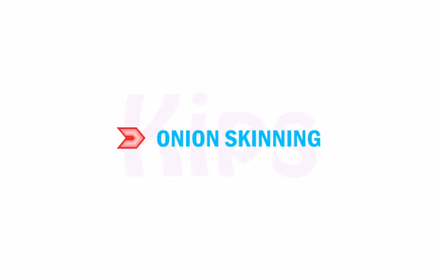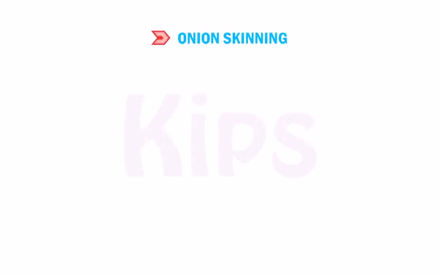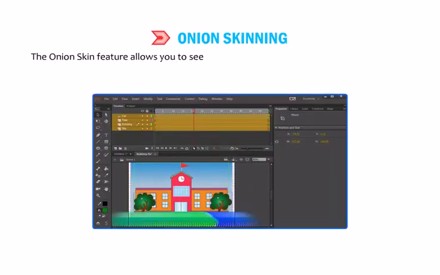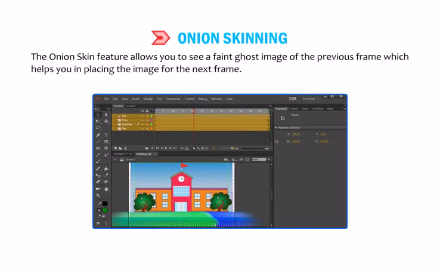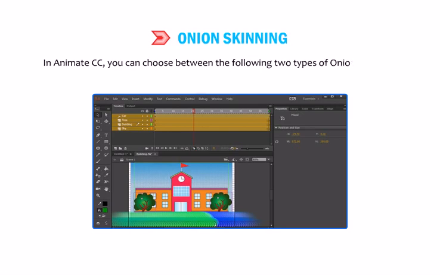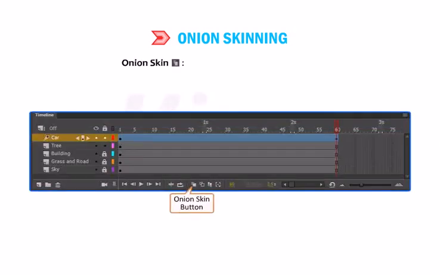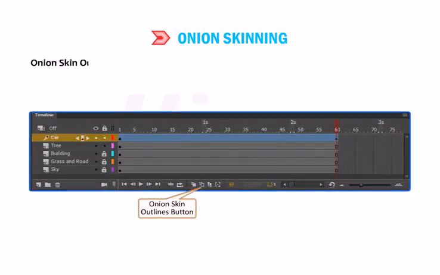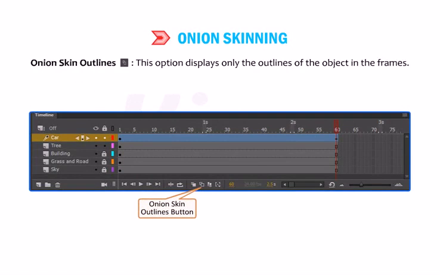Okay students, let's talk about onion skinning. The onion skin feature allows you to see a faint ghost image of the previous frame, which helps you in placing the image for the next frame. By clicking the onion skin option, you can see several frames before and after the current frame. In Animate CC, you can choose between the following two types of onion skinning. Onion skin. It shows the frame in full color. Onion skin outlines. This option displays only the outlines of the object in the frames.